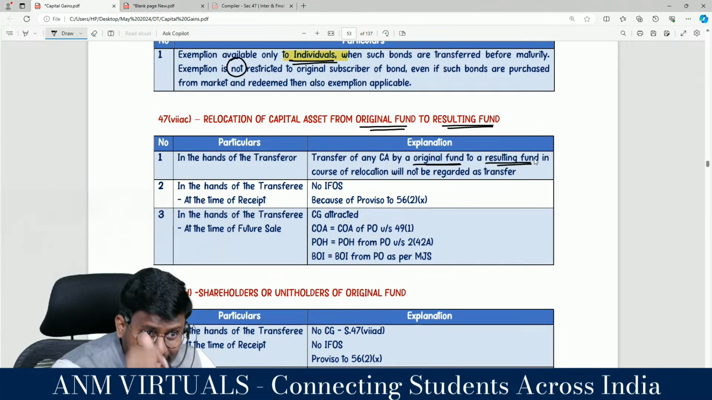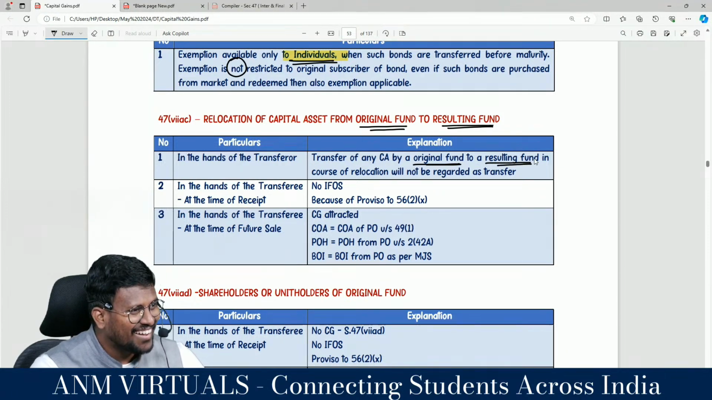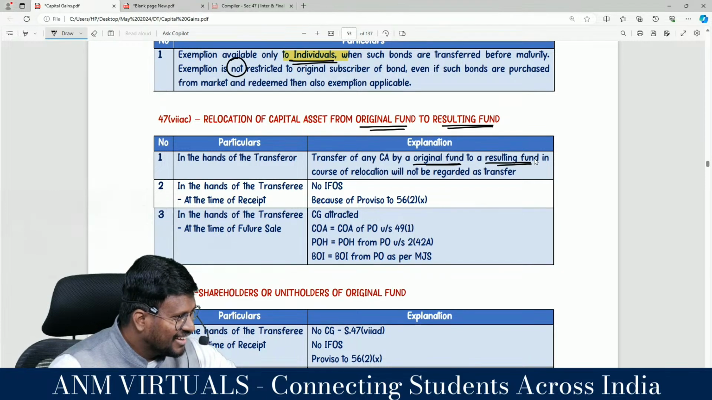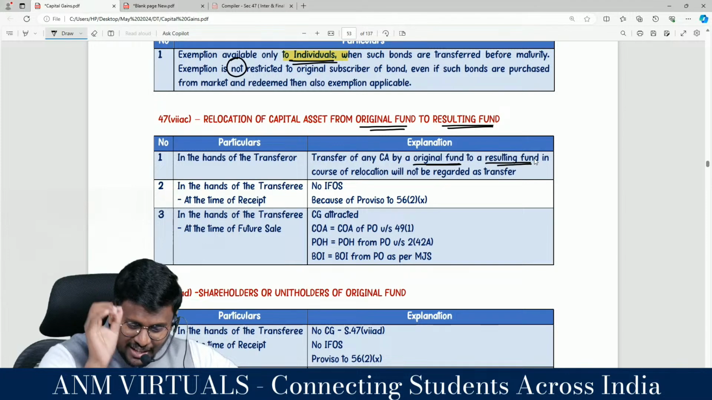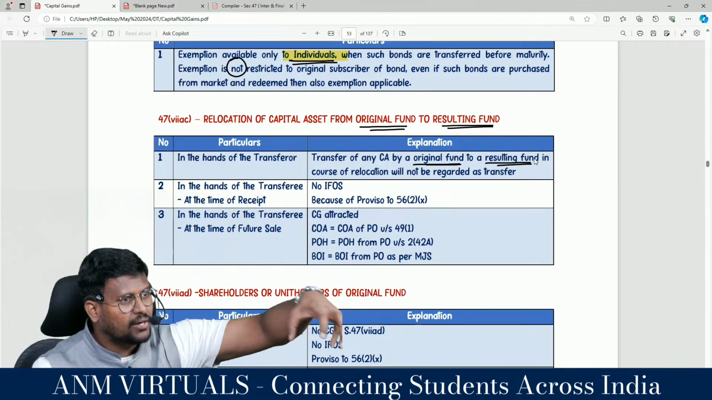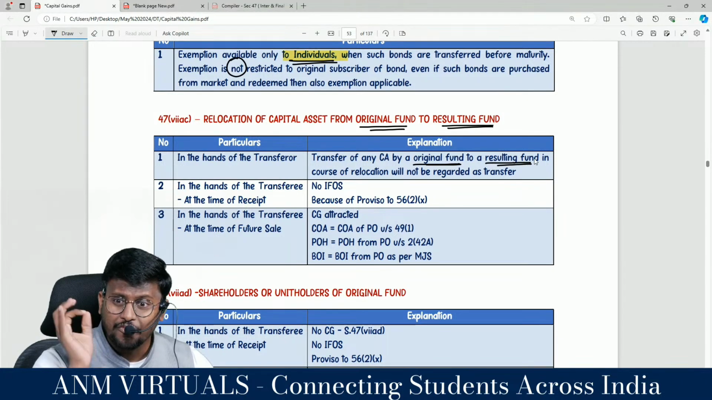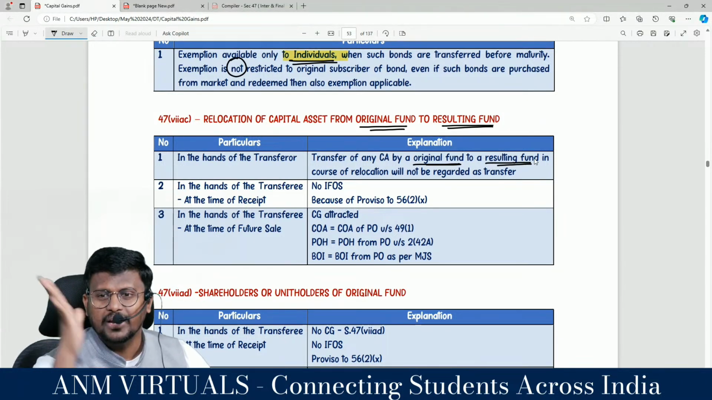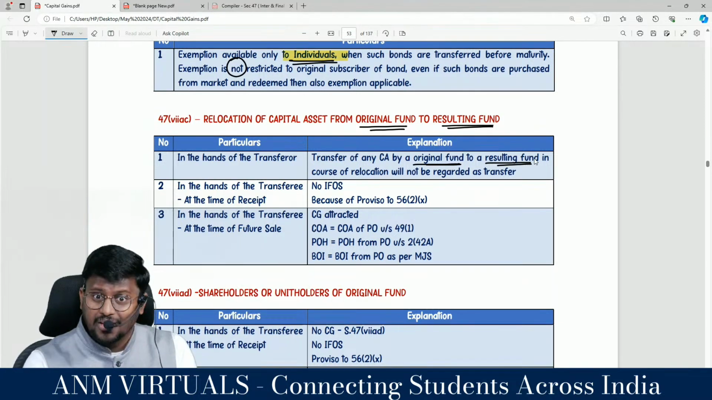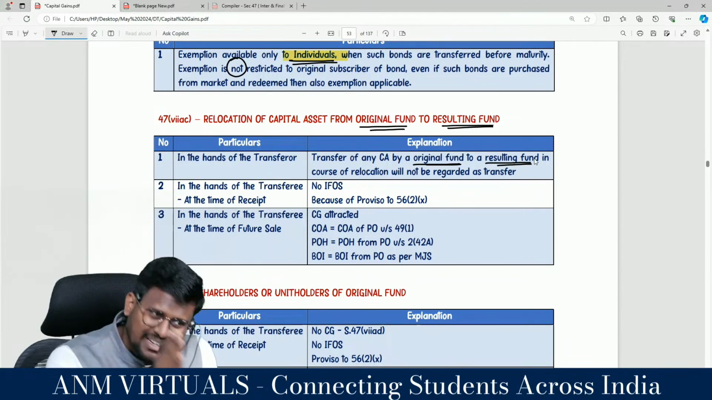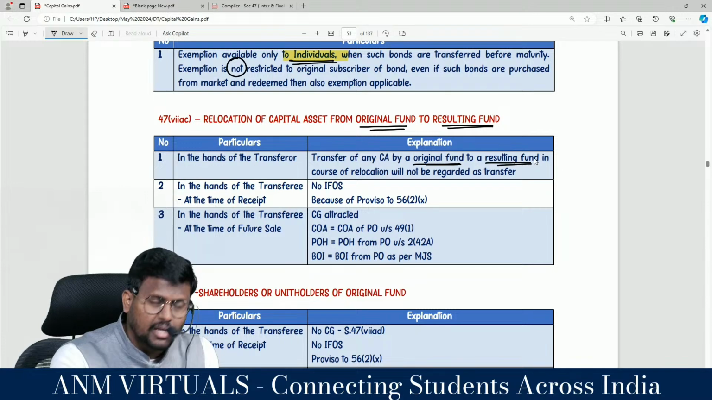Yes, but what the government is saying is: come to India, and don't get tense that capital gain will arise. Bring it. Transfer of any capital asset by an original fund to a fund in the course of relocation will not be regarded as transfer in the hands of the original fund. So there are two funds, like the demerged company and resulting company, or the amalgamating company and amalgamated company.